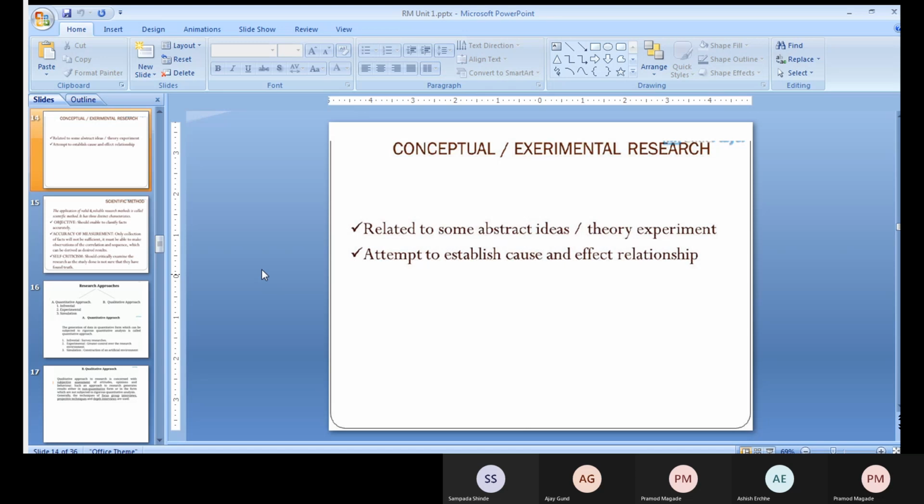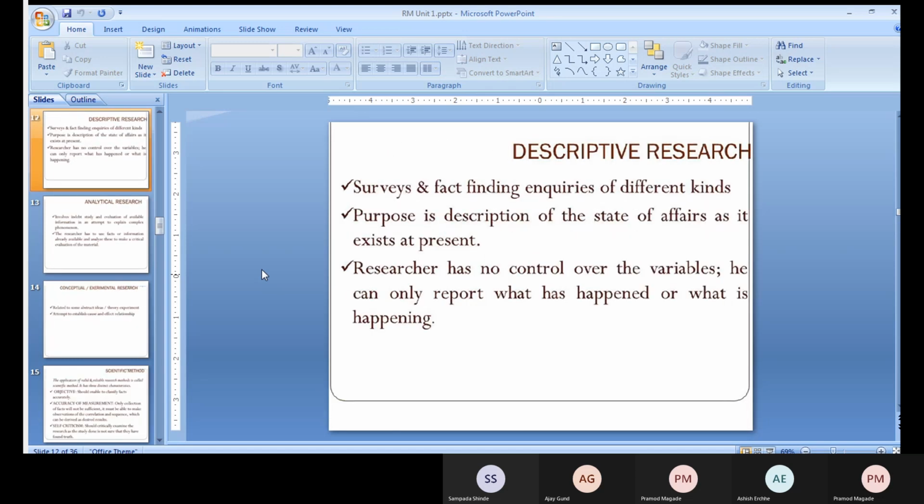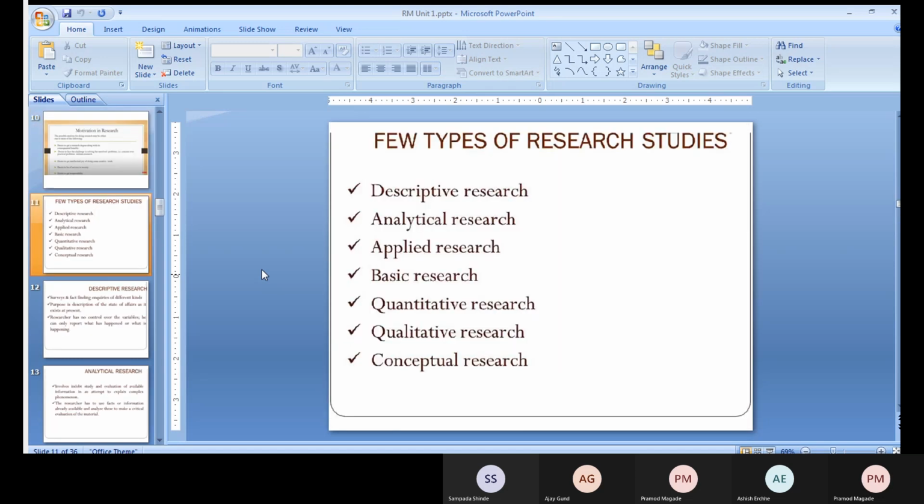So this is about research. Now many more things are there that I have not quoted over here. I'll explain. Descriptive research, I told you. Analytical research. Now applied research is also important. In the case of applied research, what happens? We need to use someone's work for the development. That we call applied research.